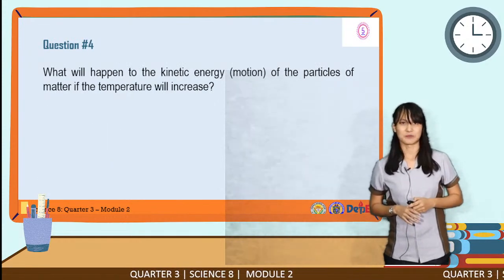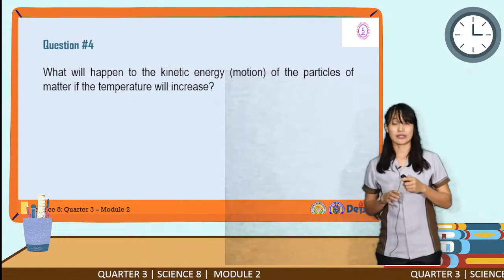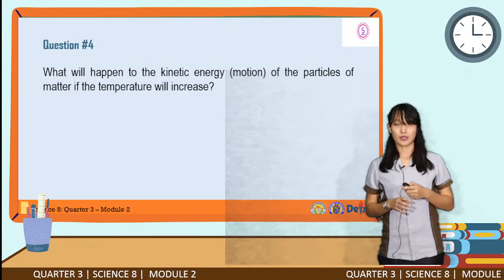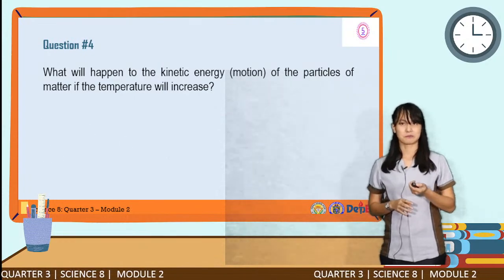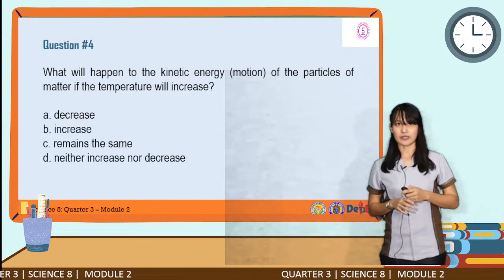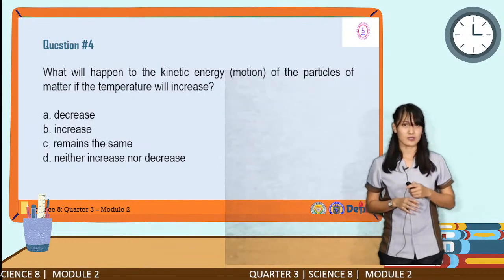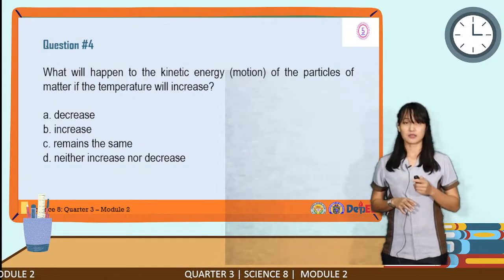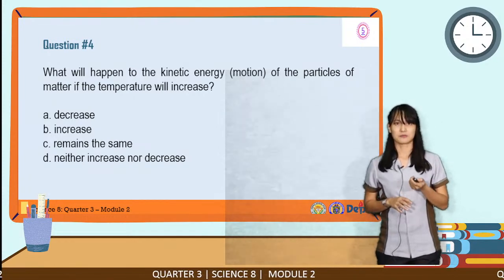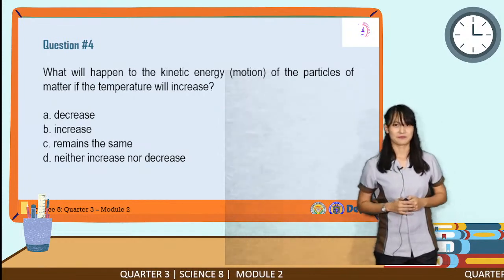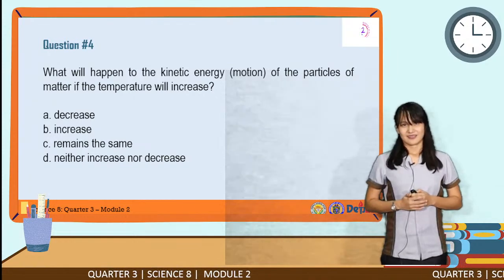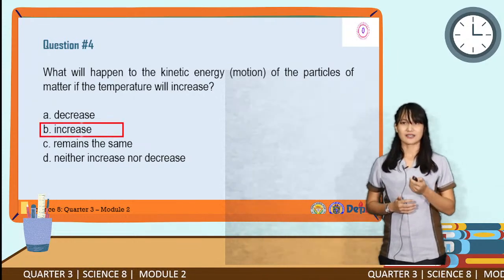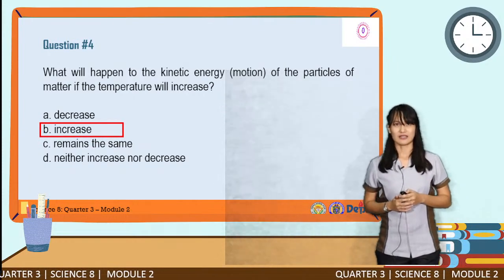4th question. What will happen to the kinetic energy or the motion of the particles of matter if the temperature will increase? Is it A. Decrease, B. Increase, C. Remains the same, or D. Neither increase nor decrease? And the right answer is letter B, increase.